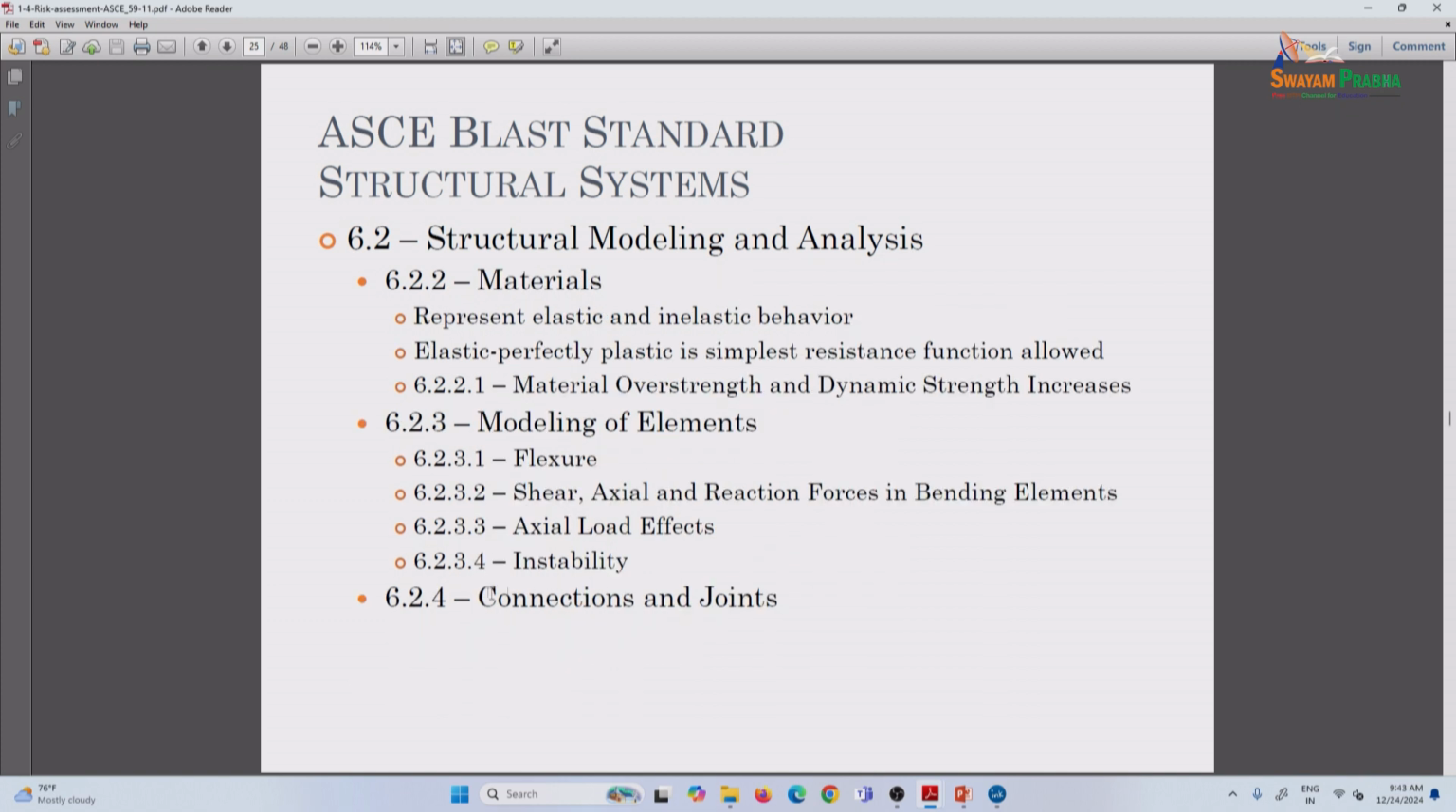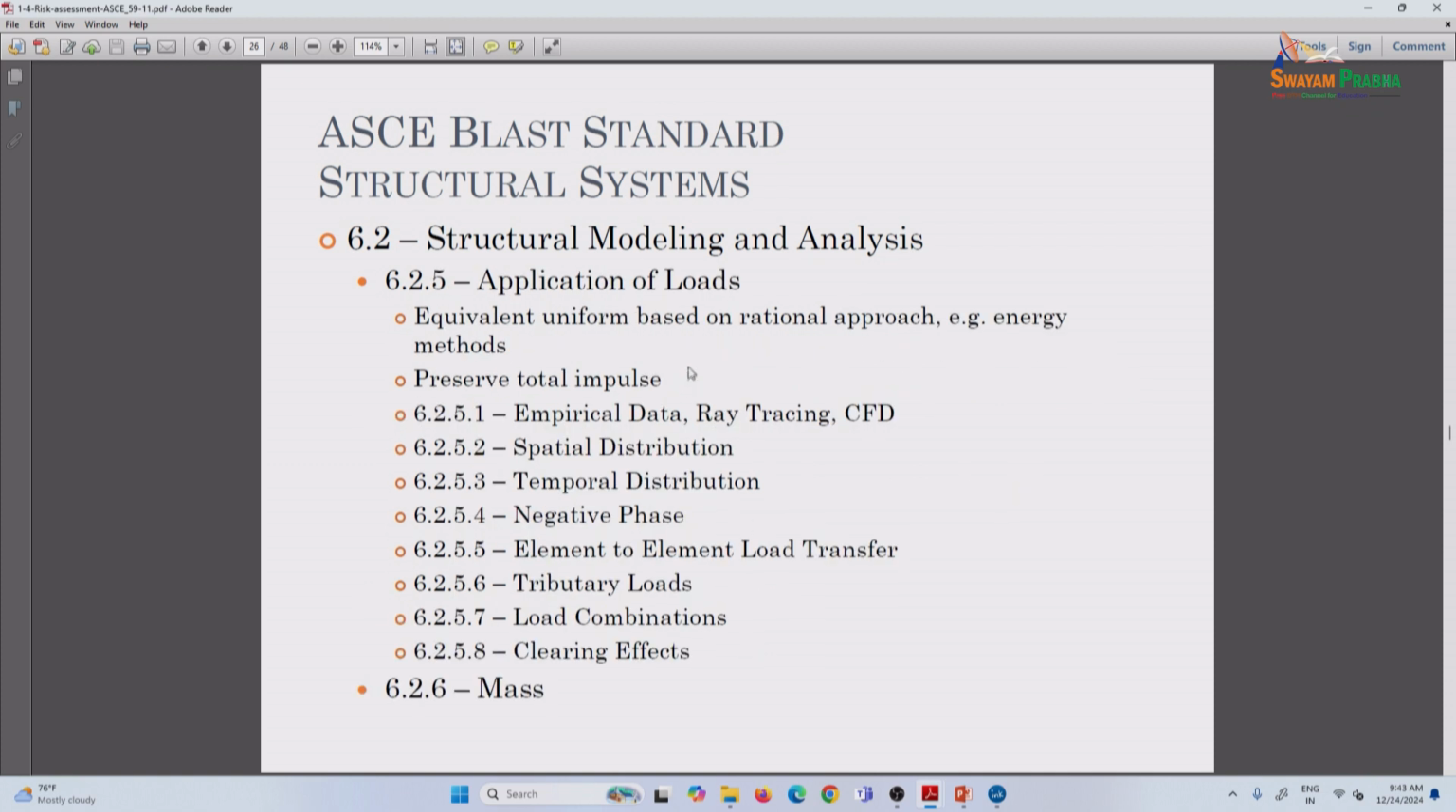Then modeling of elements, we'll talk about that, but things we don't talk a whole lot about are connections and joints. That's more in detailing. Then we will look at tributary loads, load combinations, and some of the clearing effects. These clearing effects are especially in confined explosions. I'm not spending a whole lot of time on confined explosions because confined explosions are very complex.